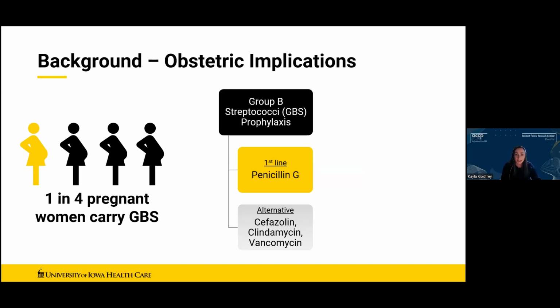When we're looking at our obstetric population, we know that about 1 in 4 pregnant women carry Group B Streptococcus, or GBS. Screening is recommended for all pregnant individuals between 35 and 37 weeks of pregnancy. If they test positive, they will then receive IV antibiotics during labor to prevent early onset GBS in newborns. As you can see here, the first-line treatment recommendation is penicillin G, one of our penicillin antibiotics, with alternatives being cefazolin, clindamycin, and vancomycin.